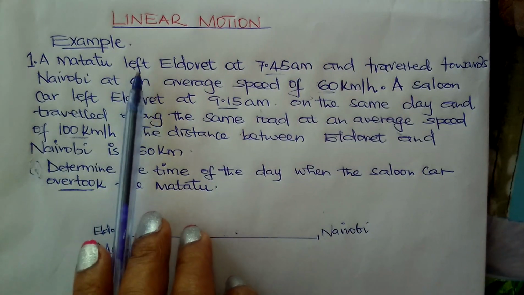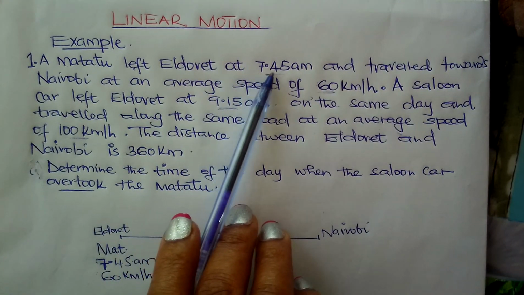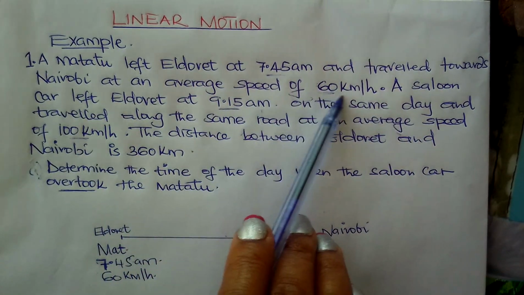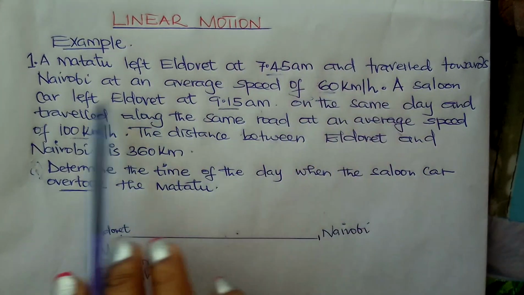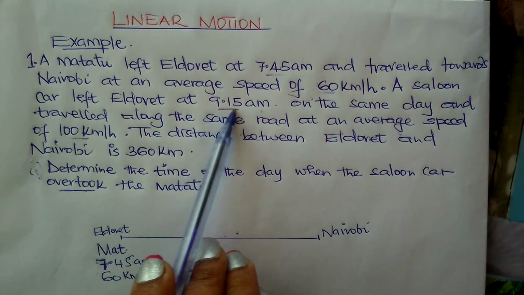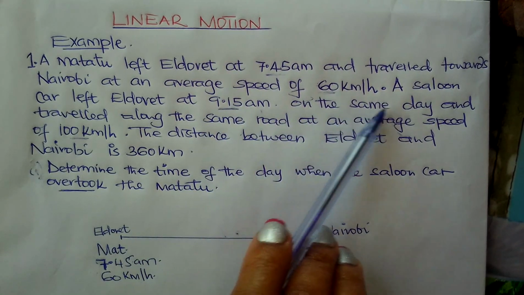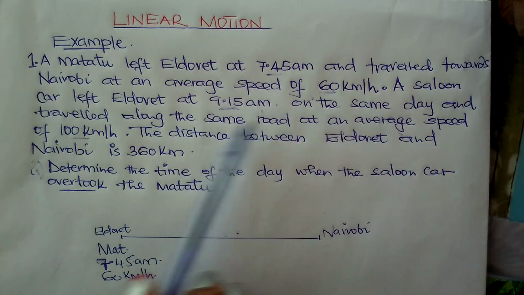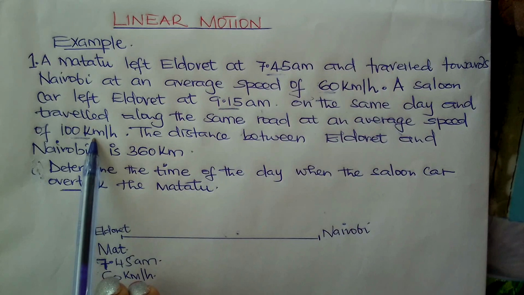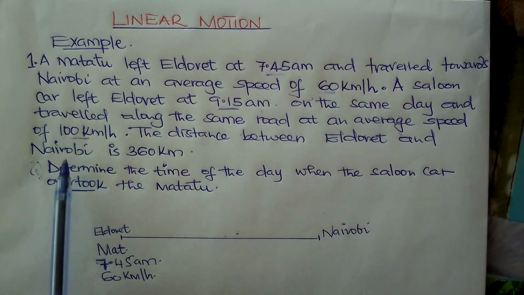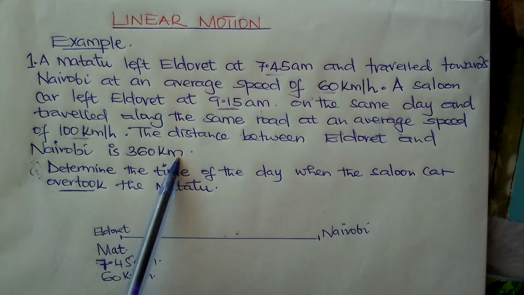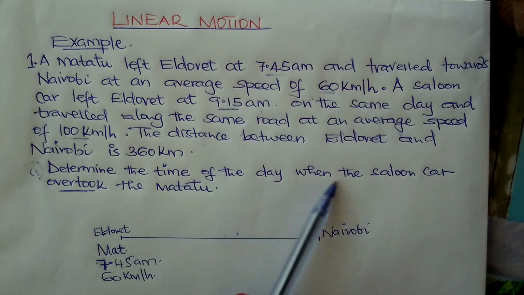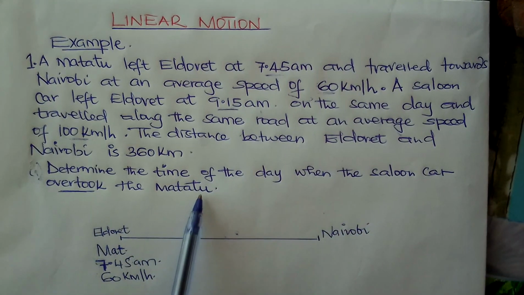Our topic is linear motion. Let us do this example. A matatu left Eldoret at 7:45 a.m. and traveled towards Nairobi at an average speed of 60 kilometers per hour. A saloon car left Eldoret at 9:15 a.m. on the same day and traveled along the same road at an average speed of 100 kilometers per hour. The distance between Eldoret and Nairobi is 360 kilometers. The question is, determine the time of the day when the saloon car overtook the matatu.